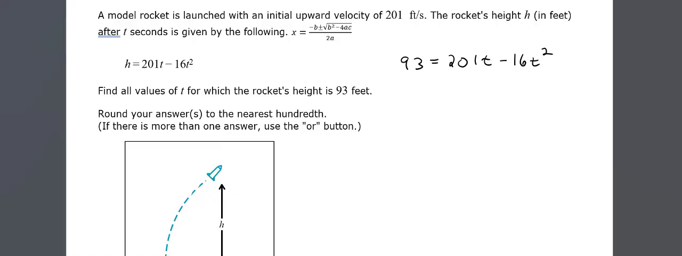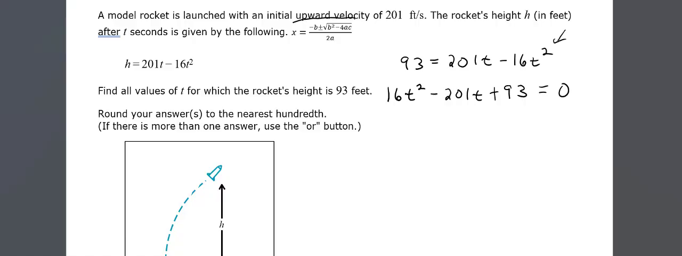Okay, so remember, this is a quadratic since we have something raised to the second power. So we need to set this to 0. So I'm going to move the negative 16t squared to the other side by taking its opposite. I'm going to move the 201t to the other side by taking its opposite. And the 93 stays, so its sign does not change. So our new quadratic equation would be 16t squared minus 201t plus 93 equals 0.